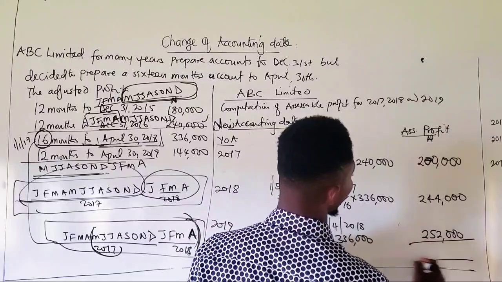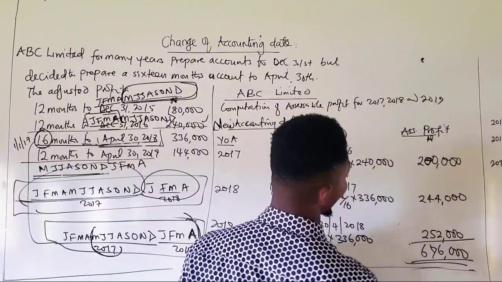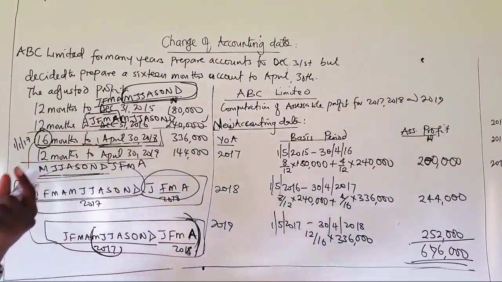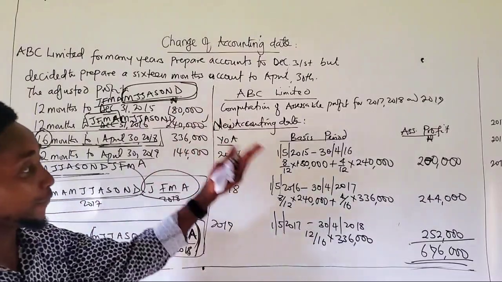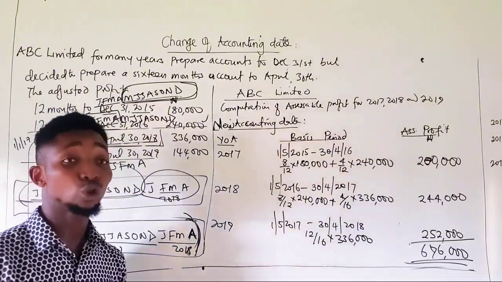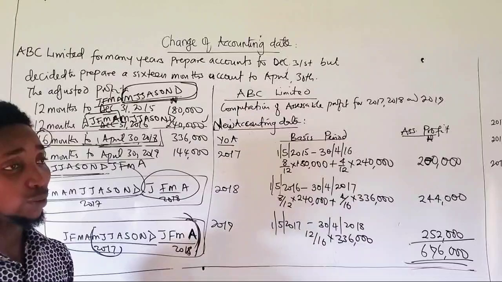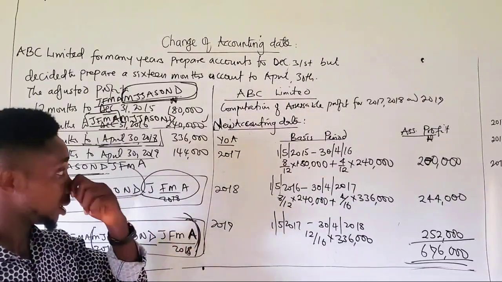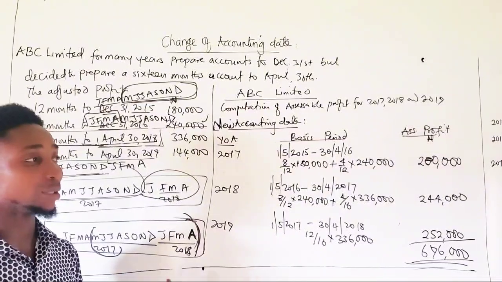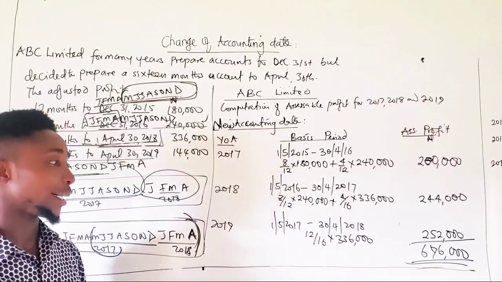So when you add all of this together, it was 696,000. Okay, so you discover that the new accounting date has a higher assessable profit compared to the old accounting date. So if you are to advise the company, we should definitely comment that the relevant authority will have to assess the business based on the new accounting date, because it has a higher assessable profit of 696,000 over the old accounting date.